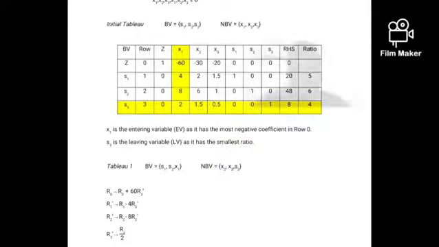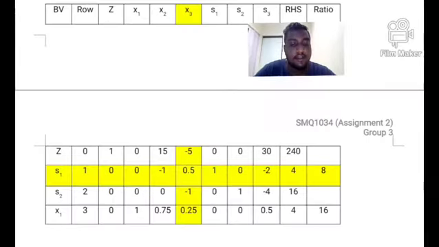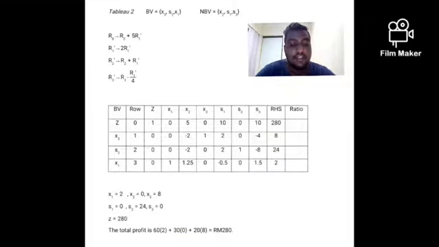So after that, this is another table. Then x3 is still the entering variable as it has the most negative coefficient in row 0. So s1 is the leaving variable, LV, as it has the smallest ratio. So for our next table, R0 will become R0 plus 5 R1, R1 will become 2 R1, R2 will become R2 plus R1, and R3 will become R3 minus R1 over 4. So this is our final table.